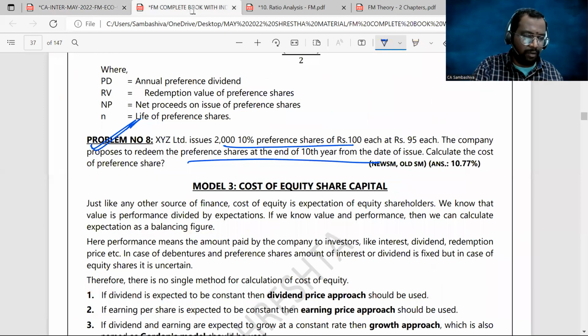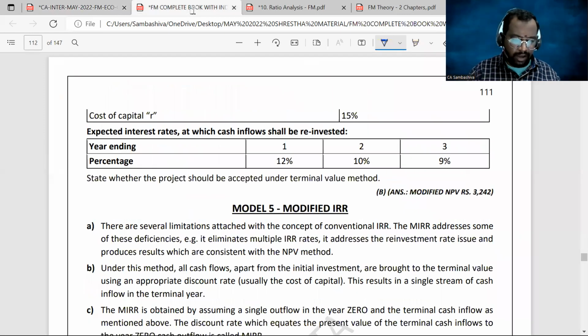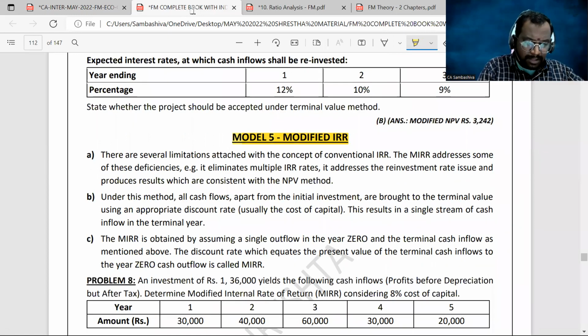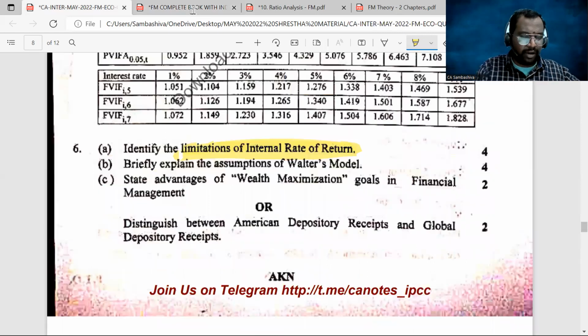So come to page number 112, where you can see the concept of modified IRR. While we are discussing the concept of modified IRR, the first concept to be discussed is why there is a need for modified IRR. What are the major drawbacks, limitations of the conventional IRR? You can see here, there are several limitations attached with the conventional IRR. The modified IRR addresses some of these deficiencies, for example, eliminating the multiple IRR rates. It addresses the reinvestment rate issues. Okay, now, every one of you, with this knowledge, you can write the answer very easily.